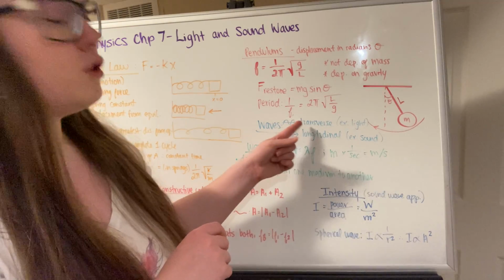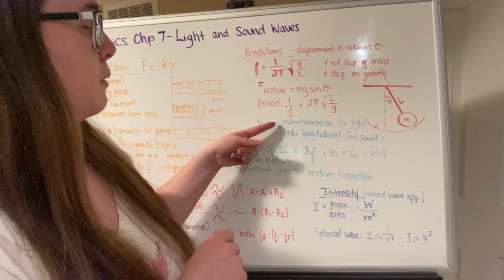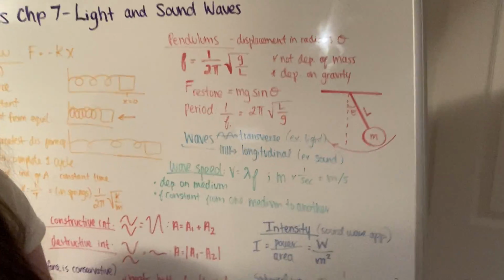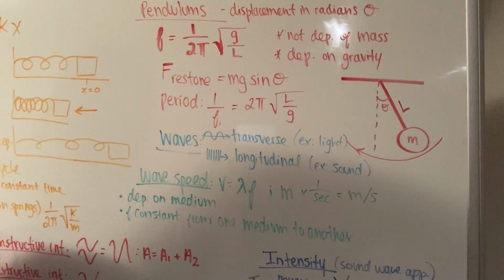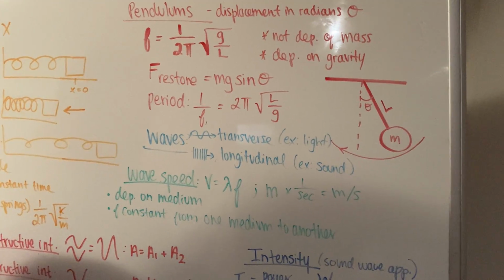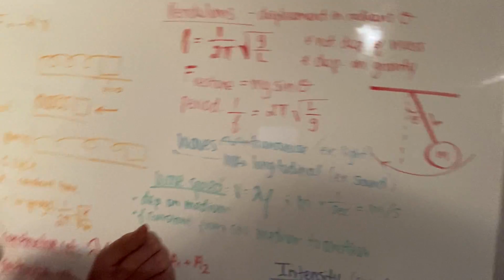They can either be transverse waves or longitudinal waves. So a transverse wave, as you see here, which I'm hoping you can see. Okay, that's an example. The transverse wave, a good example is light, while a longitudinal wave, a good example is sound. So you can just see the difference in those waves.